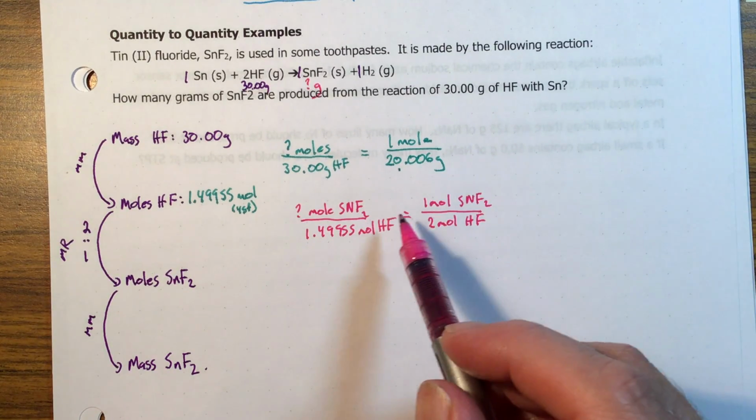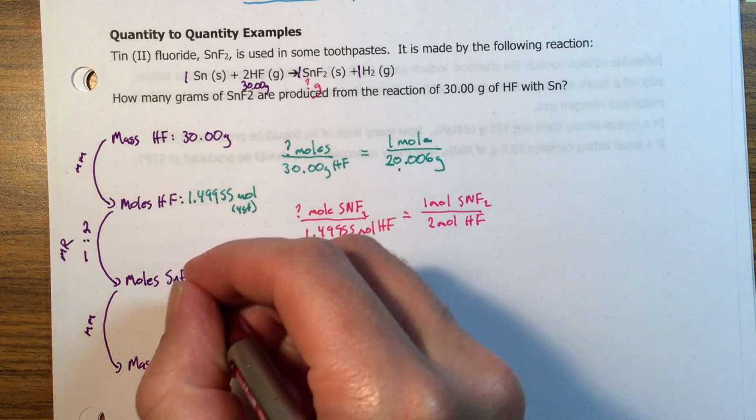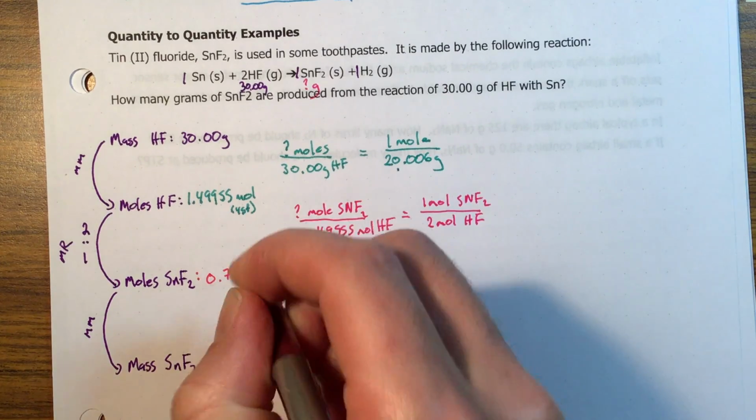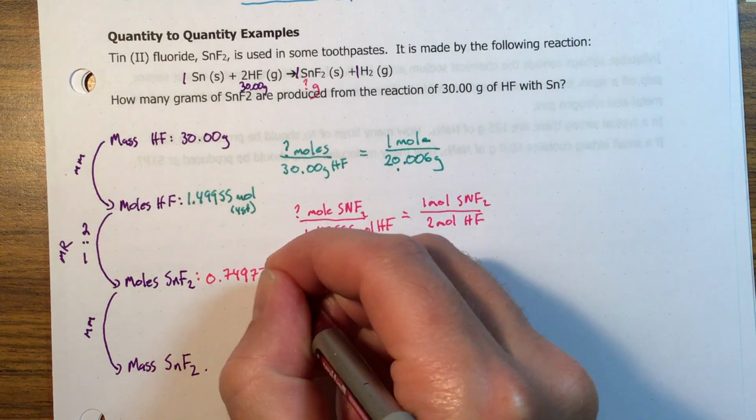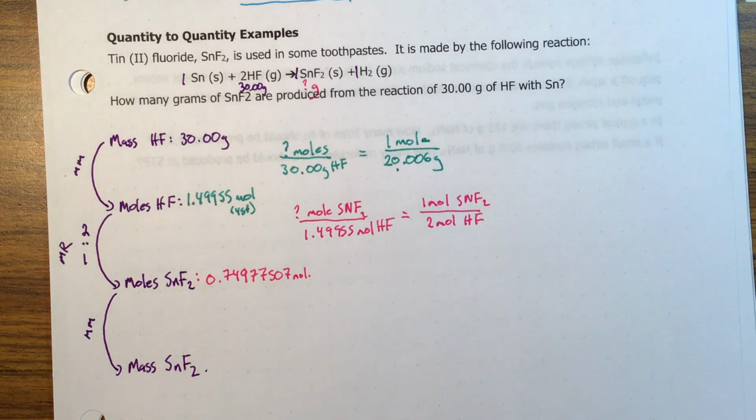So I do 1.49955 times 1 divided by 2. You keep these numbers in your calculator. Keep the answers in your calculator as you go. It'll help the calculations along. 0.7497757 moles. Again, this should have 4 significant figures.